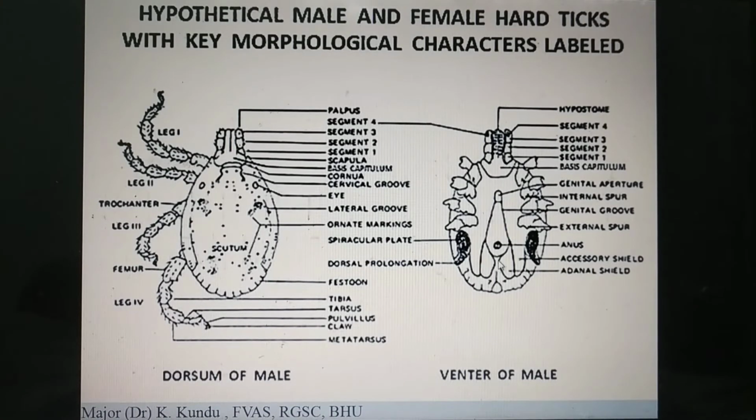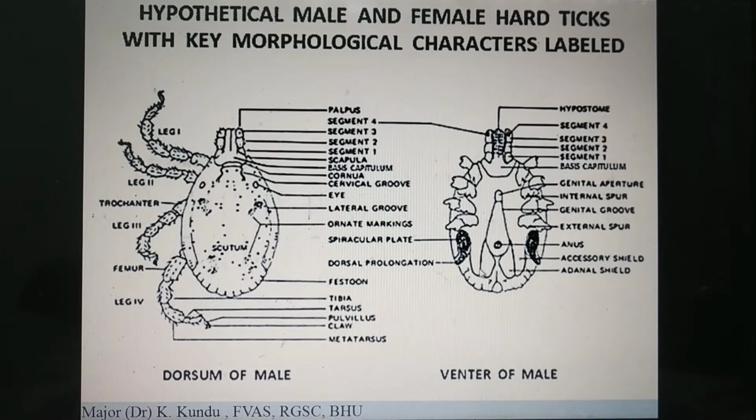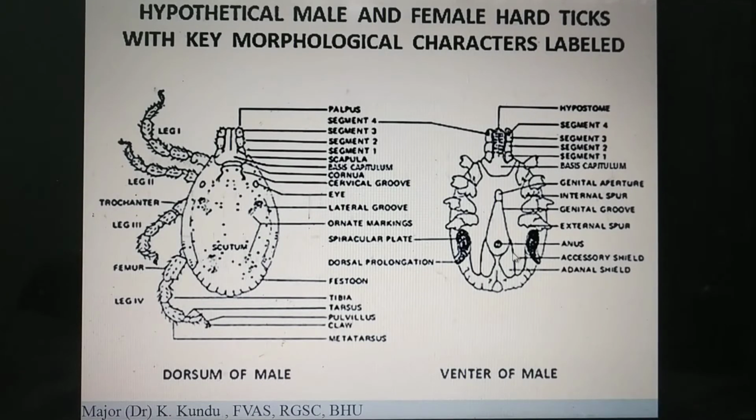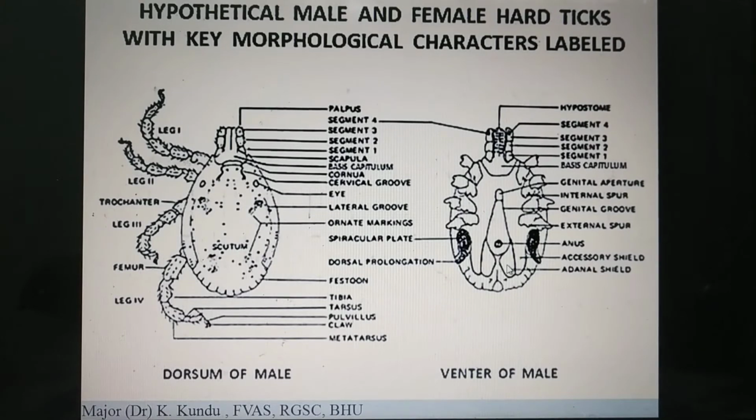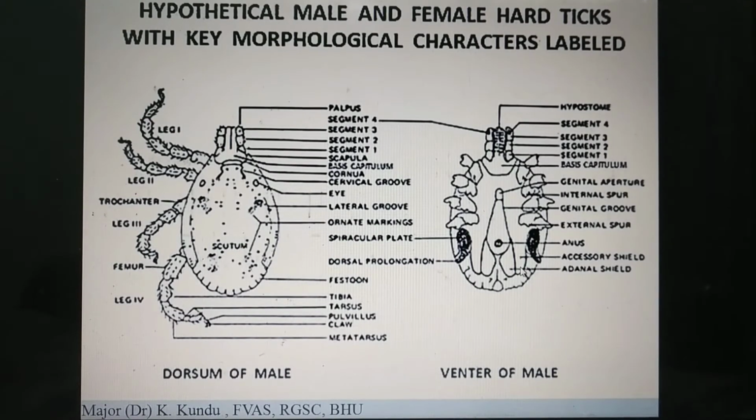Now just adjacent to the anal opening on the two sides, the right side and the left side, you can see there are two thickenings. These are cuticular thickenings. These are known as the adenal shields. Sometimes adjacent to the adenal shields there may be an accessory adenal shield.